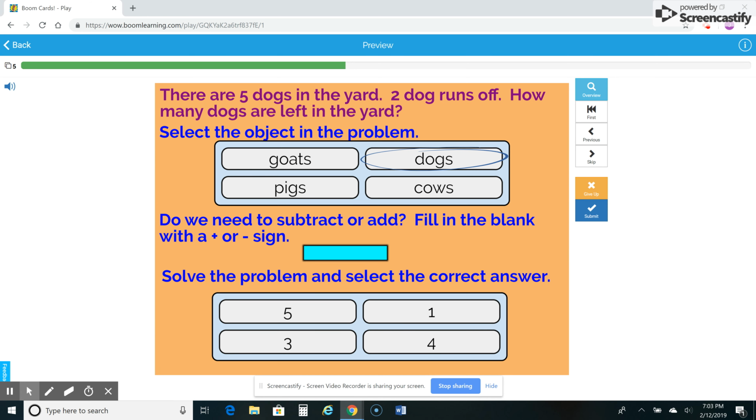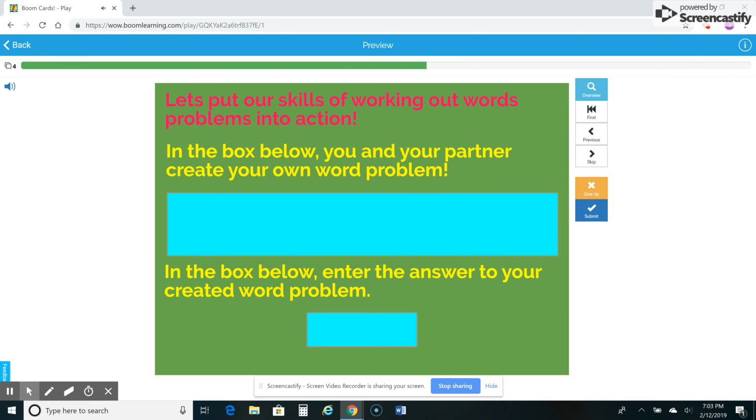And here we're going to be subtracting, so we have to put in a minus sign. So we have 5. We're taking away 2, and we are left with 3. Submit. And we have a correct answer.